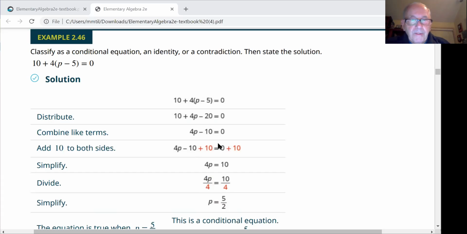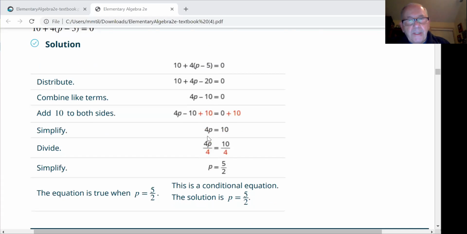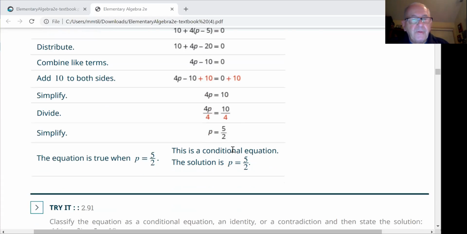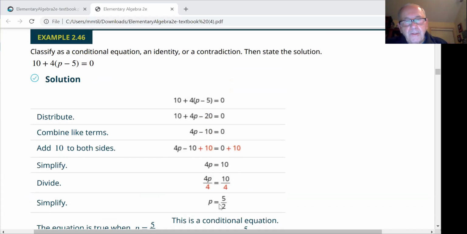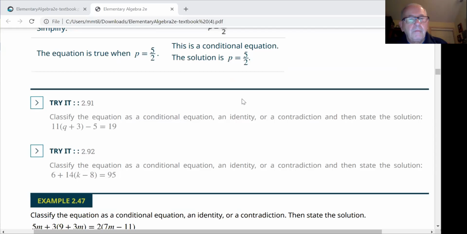Now go ahead and move this to the right side by adding 10 to both sides. So now you've got 4p is equal to 10. Divide both sides by 4. So you got p is equal to 5 over 2. Reduce it to the lowest terms, or 5 over 2. So the equation is true for one value, so it's conditional, right? And you'd prove it. You'd take this 5 over 2, plug it back in for p, and make sure the left equals the right, right? Okay.